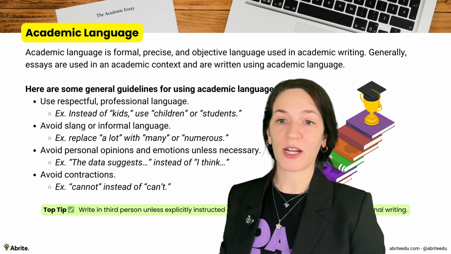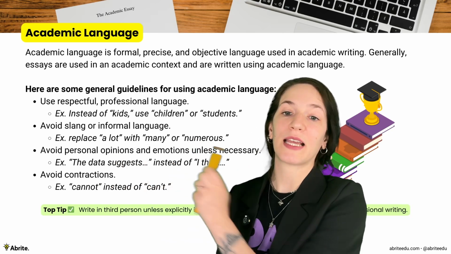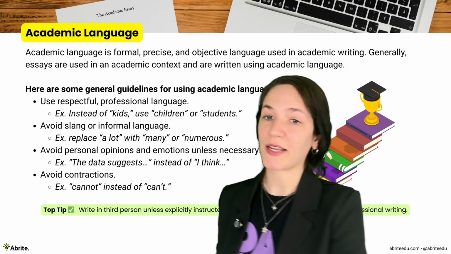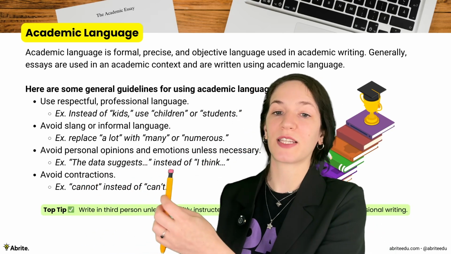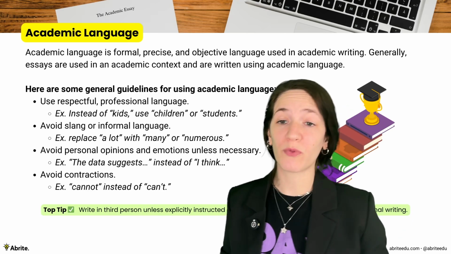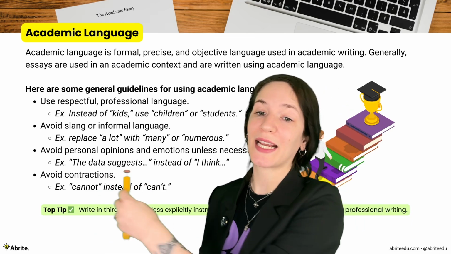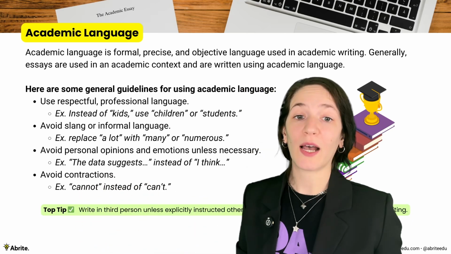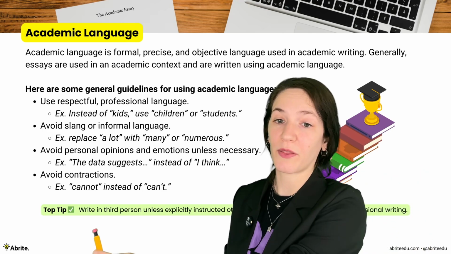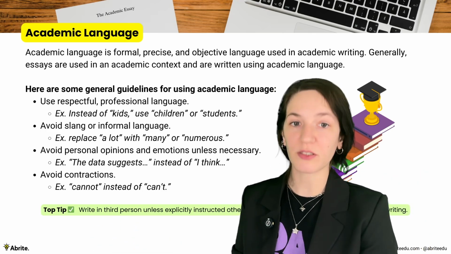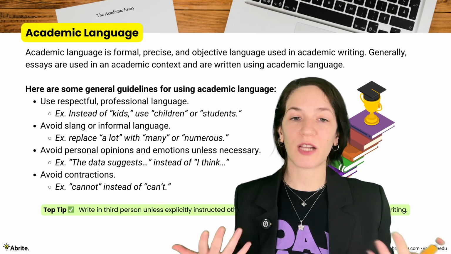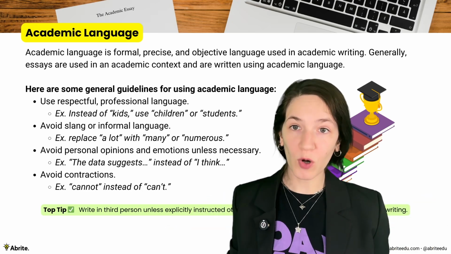You also want to try avoiding personal opinions and emotions. So we would say something like the data suggests instead of saying I think. And it helps to avoid contractions. So say cannot instead of can't. I would also highly suggest to write in third person unless your instructor tells you otherwise. It just makes your essay writing more polished, formal, and academic.